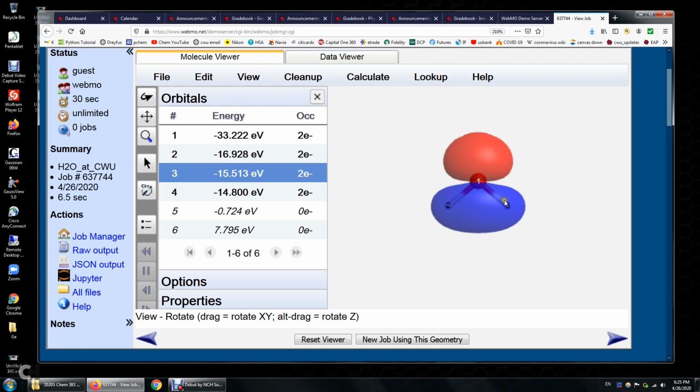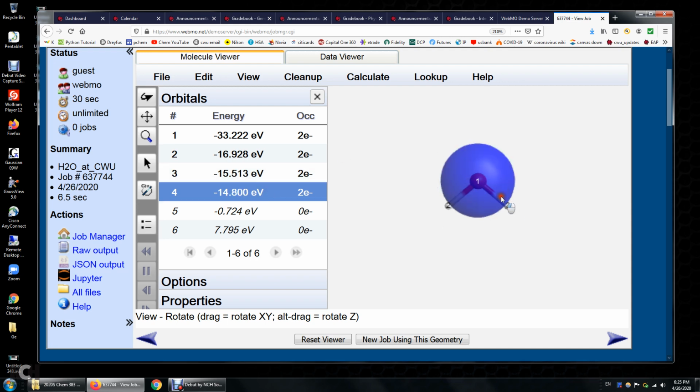Sigma bonding orbital here. How about this? We consider this lone pair. This MO is again a lone pair. So this is lone pair electrons. Well, this is also a 2p orbital on the oxygen. It's not interacting with any of the two hydrogen atoms.